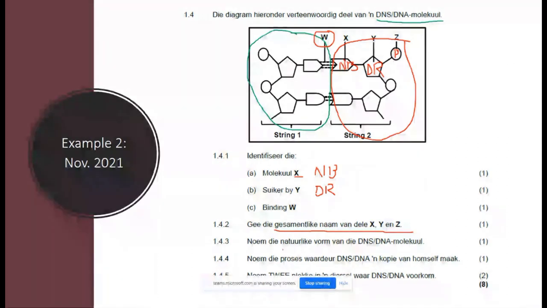What is the natural form of DNA called? I'm waiting for 1, 4, 3. The natural shape of DNA.